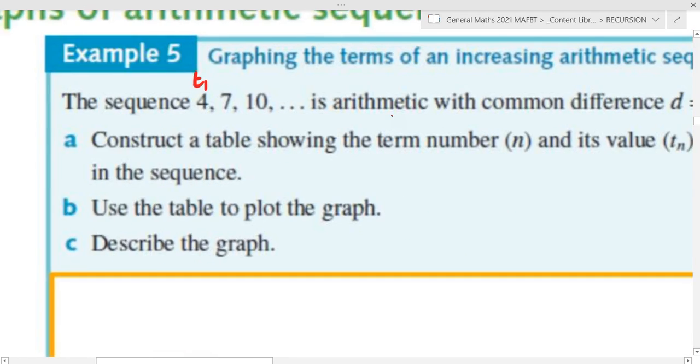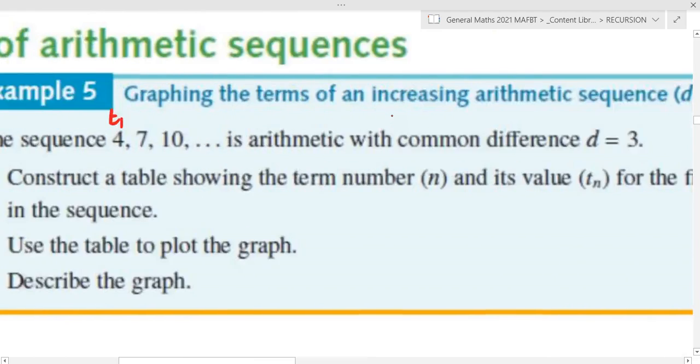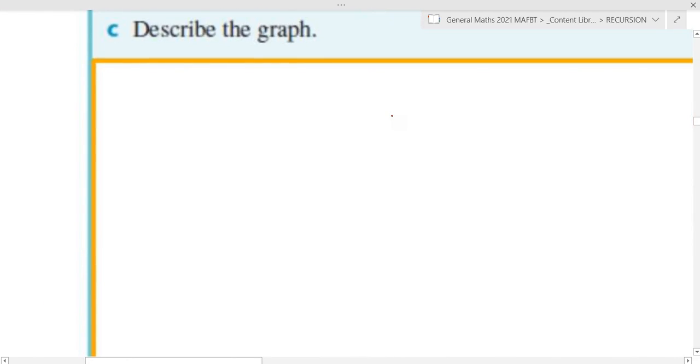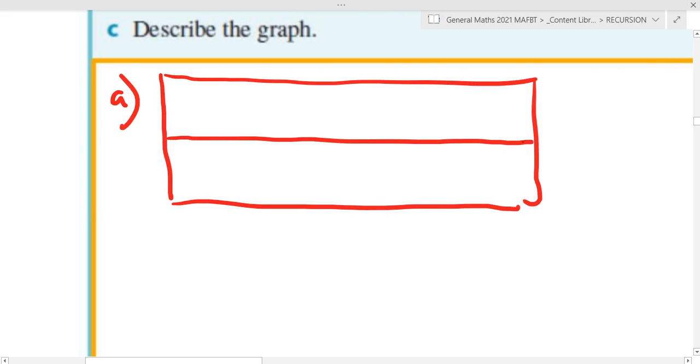Construct a table showing the term number and its value for the first 4 terms. Okay, so as a table, this is what you want to write. For those who stuffed up their table of values, this is one example of how you do it. It's an X and Y table. You'll just have a long rectangle like this. So Bobby, make sure you're watching.